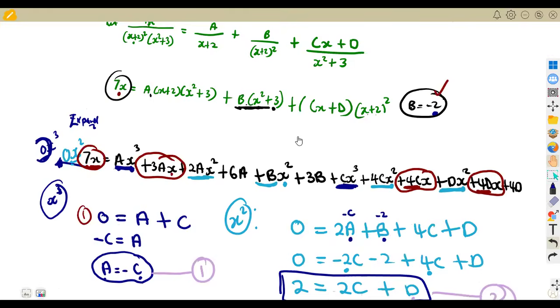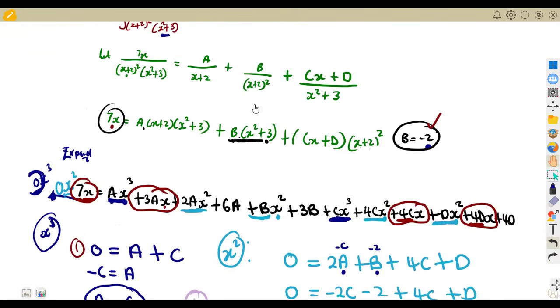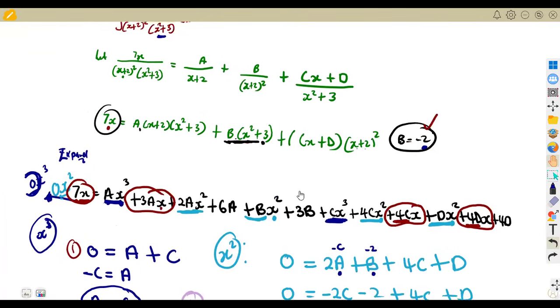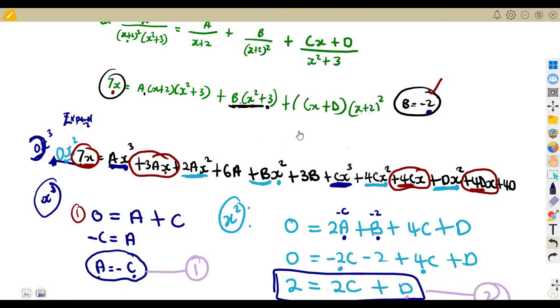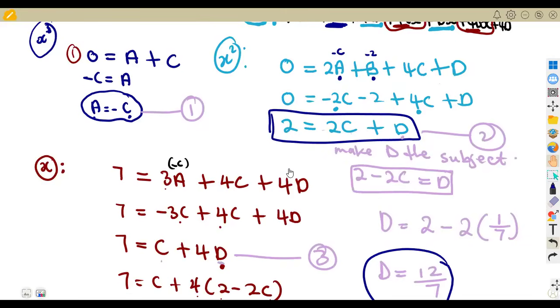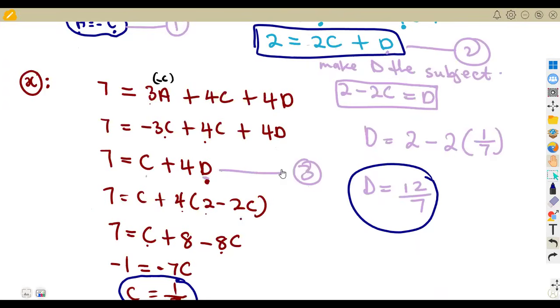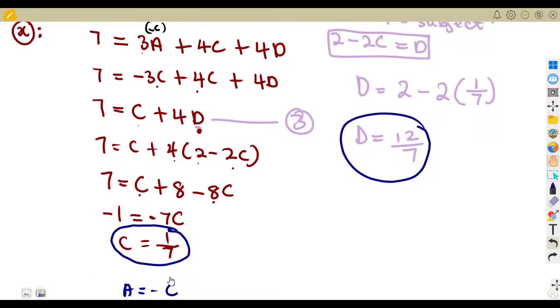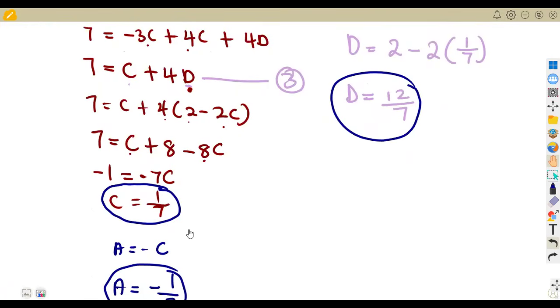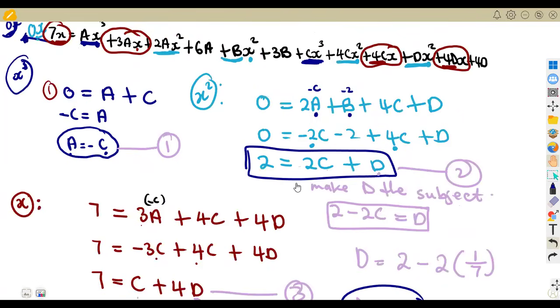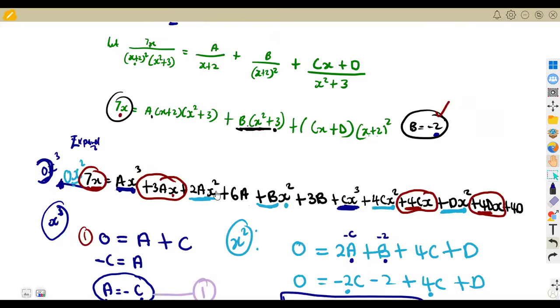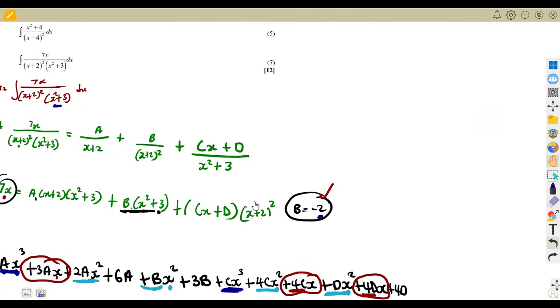Where did I write it? On top here, this one. So guys, this is going to affect us in terms of our values. We've got a lot of things that we had calculated here, but this is what you're going to do. Let us just substitute. So A is equal to minus 1/7. C is 1/7. Guys, we know these values. I'm just going to use this space here because there's a lot of things on this question.